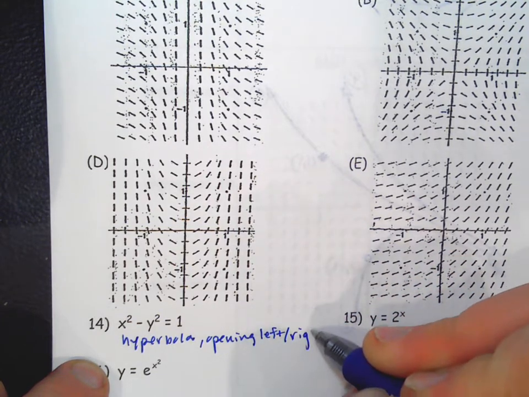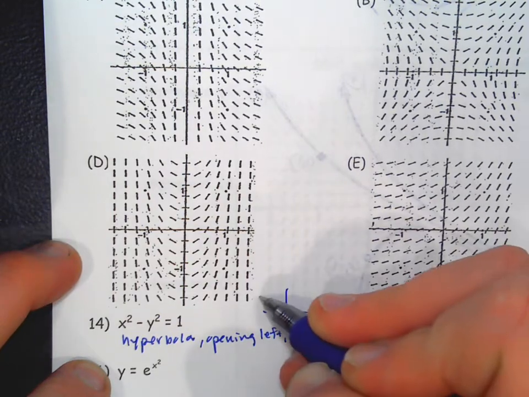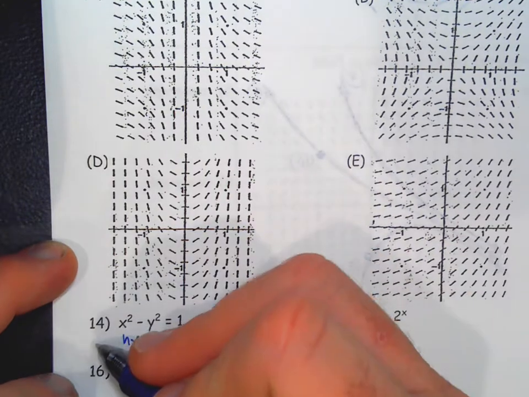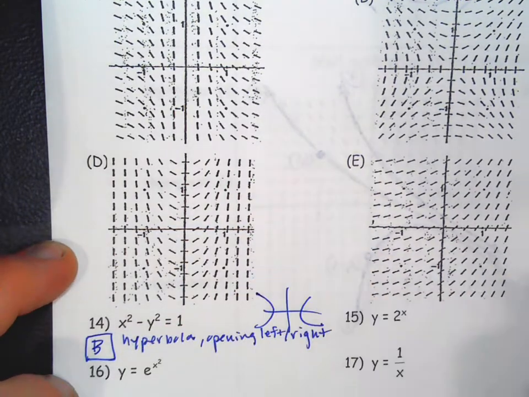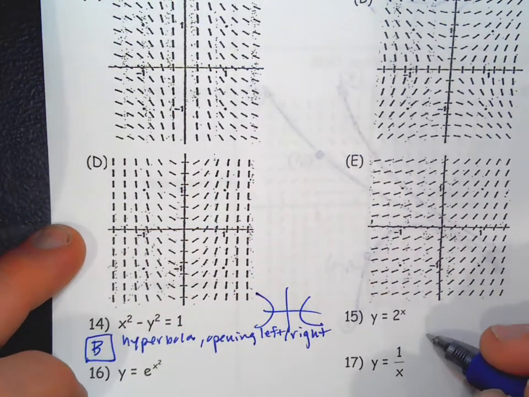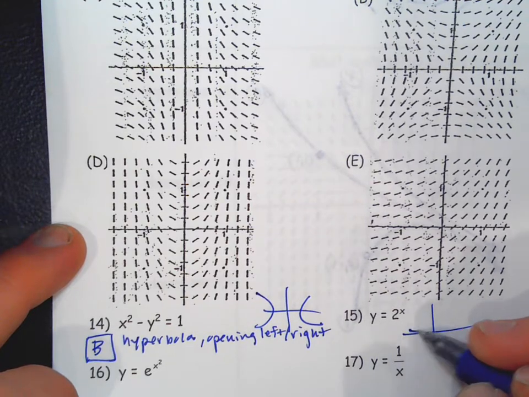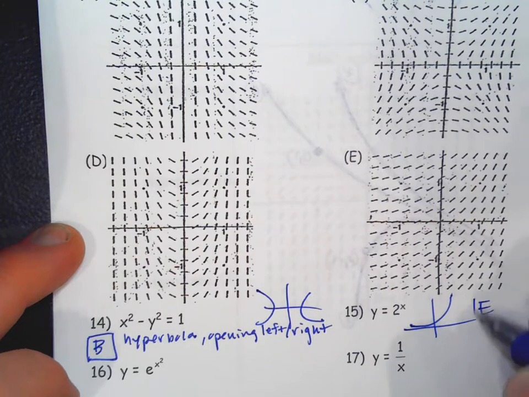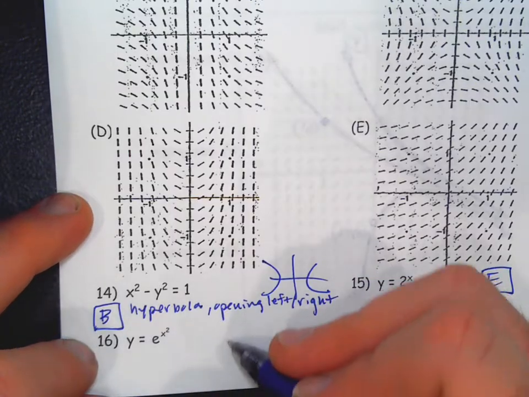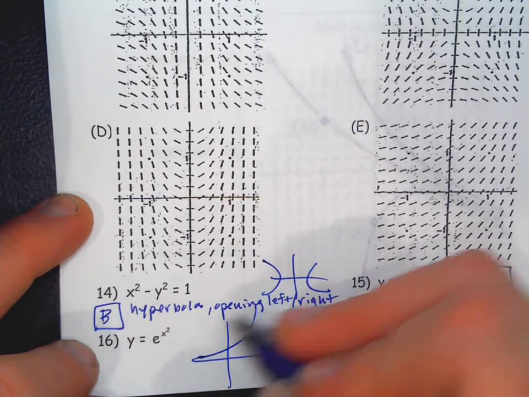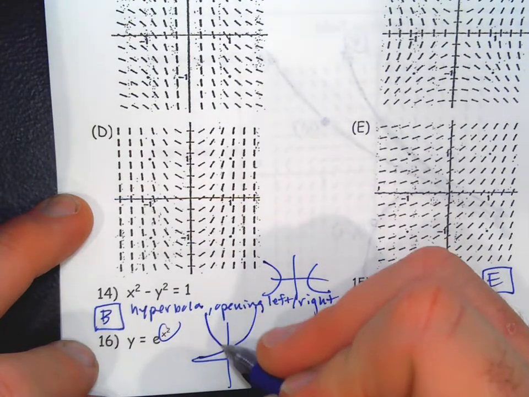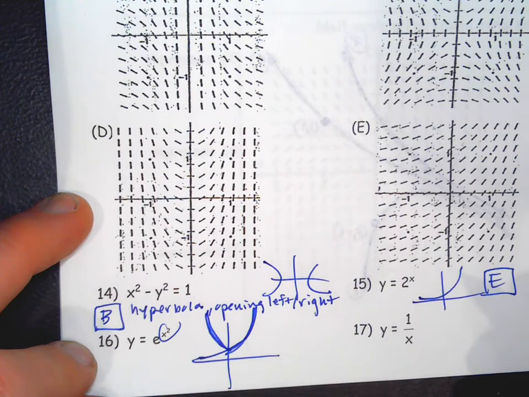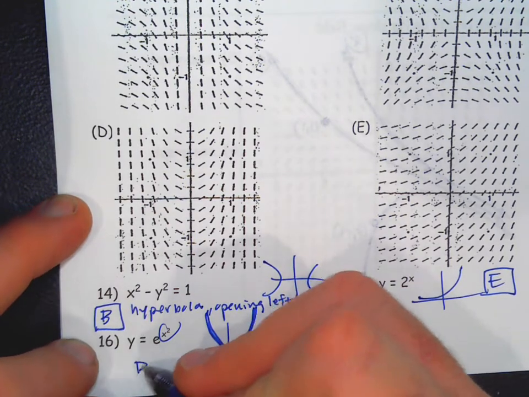So it should look something like that. And I think that's B. 15, this is an exponential, so it should look like this, which I think looks like E. This one is an exponential, except that the x gets squared, so it kind of has like a reflected look. It kind of looks like a parabola. So I'm going to go with D.